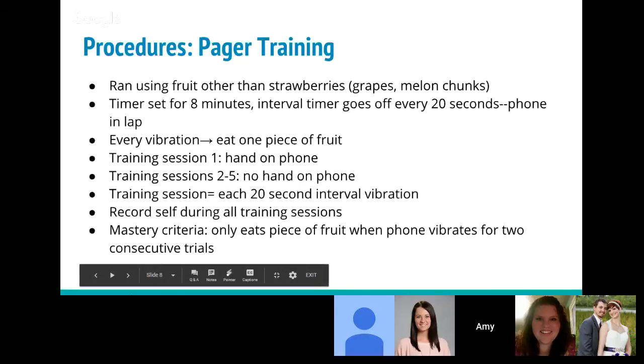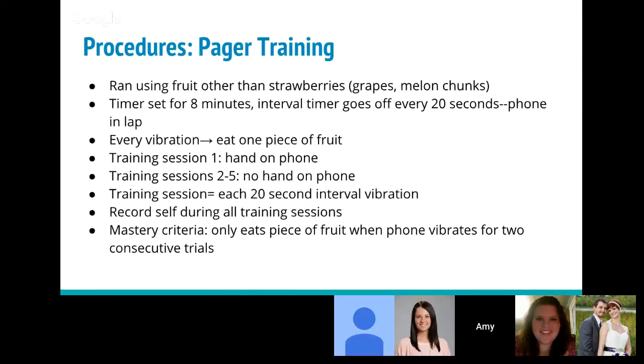For the pager training phase, you would want to use a food other than strawberries, so we used grapes or melon chunks. And we set the timer on the HIIT workout app for 8 minutes. On the HIIT workout app, an interval timer within those 8 minutes will go off every 20 seconds. For you to feel this interval timer go off every 20 seconds, the phone should be in the lap, so that with every vibration, the participant was alerted to eat one piece of fruit.